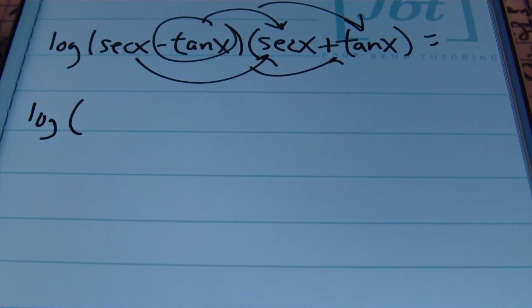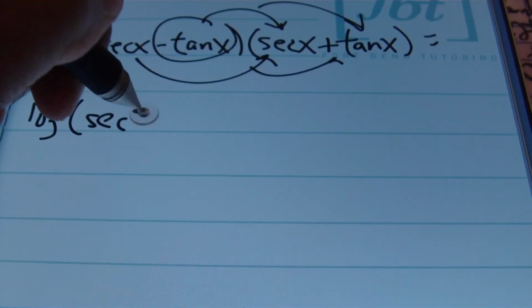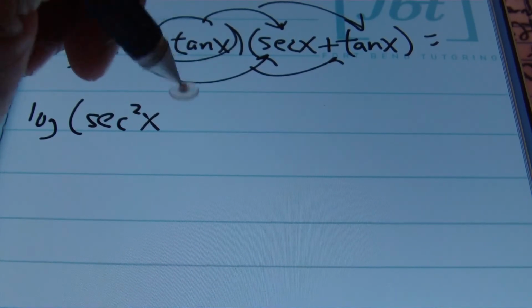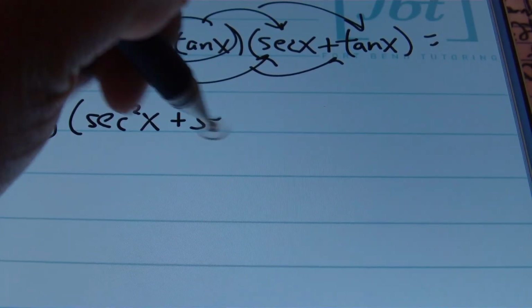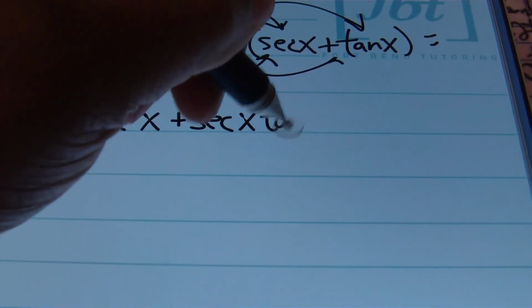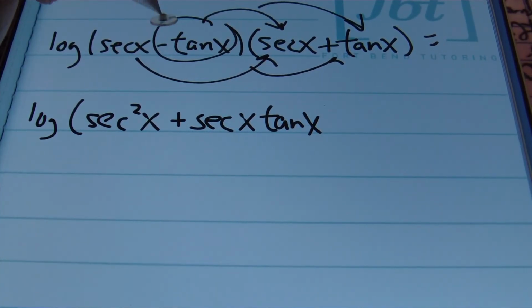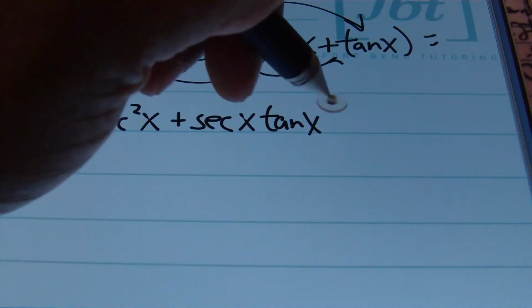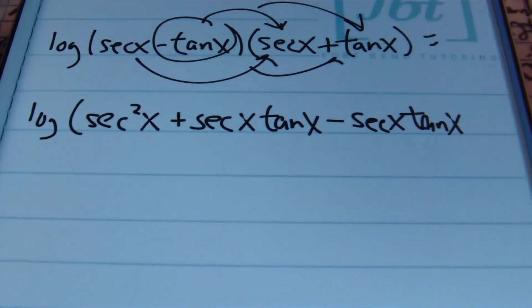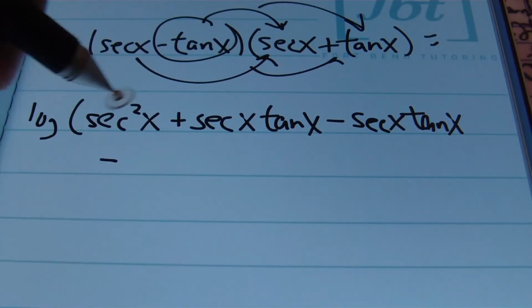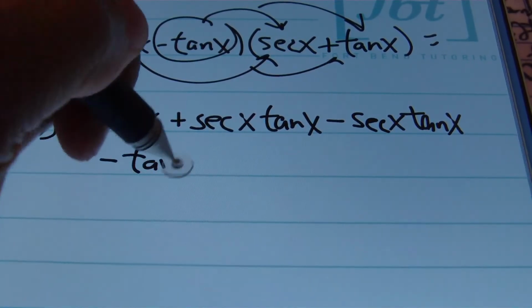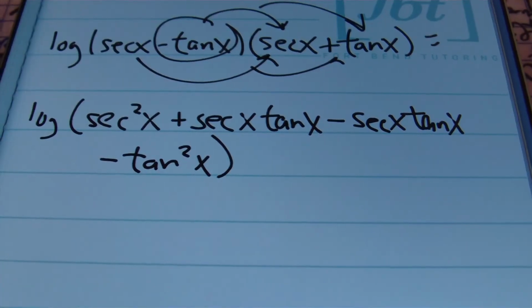So secant x times secant x is going to give me secant squared x. Secant x times tan x is going to be a positive secant x tan x, like so. Then a negative tan x times secant x is going to be a negative secant x tan x. There you go. Then you have a negative tan x times tan x, which gives you a negative tan squared x. All right, that's what we have thus far.